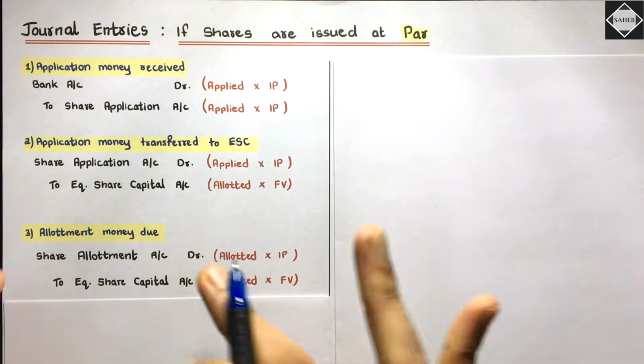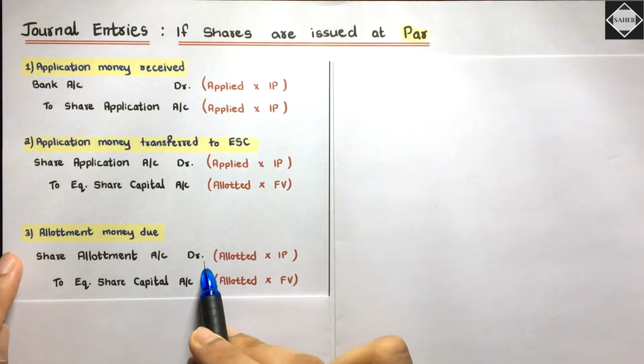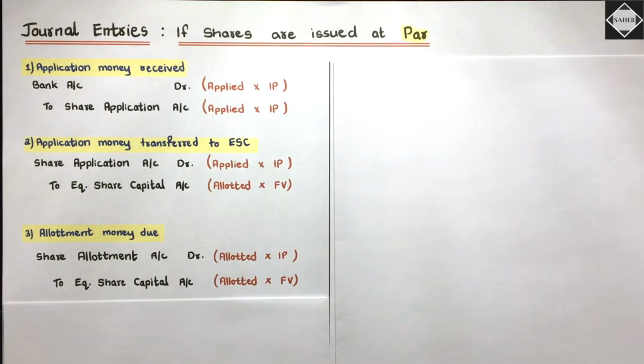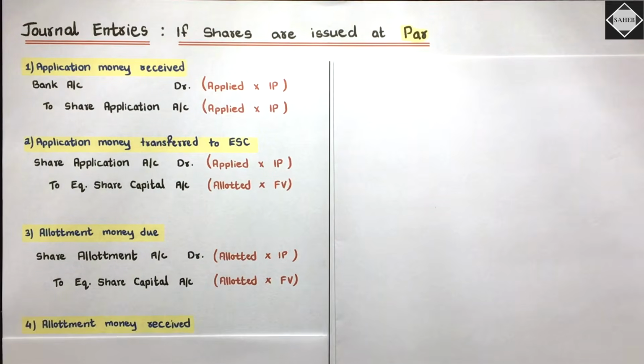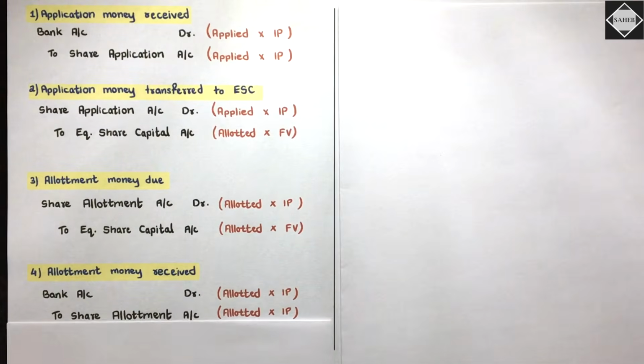Allotment account is a dummy temporary account. We have to cancel this account. It has been debited over here. To cancel, what are we going to do? We are going to do the opposite. We are going to credit the allotment account. See here. To share allotment account.